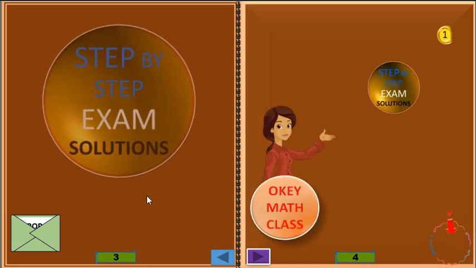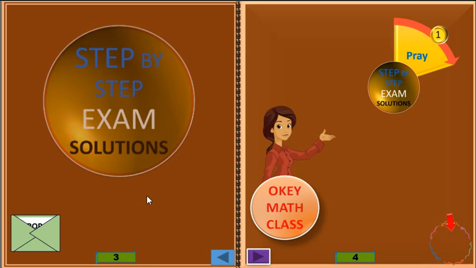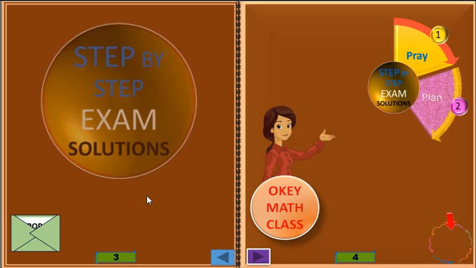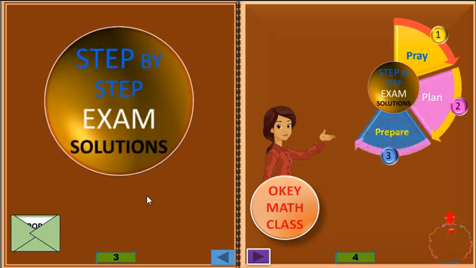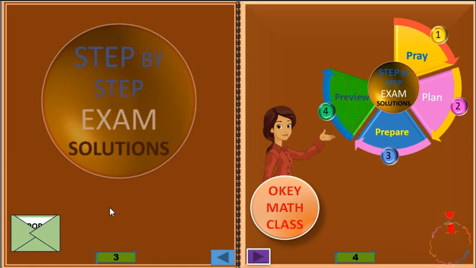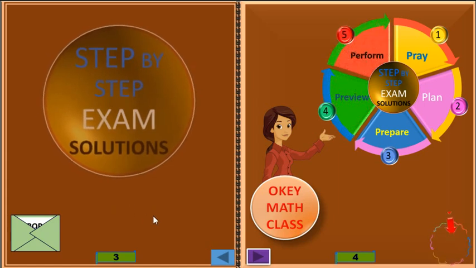5 steps to exam success. Step 1, pray. Step 2, plan. Step 3, prepare. Step 4, preview. Step 5, perform. These are 5 good steps to succeed in any examination.